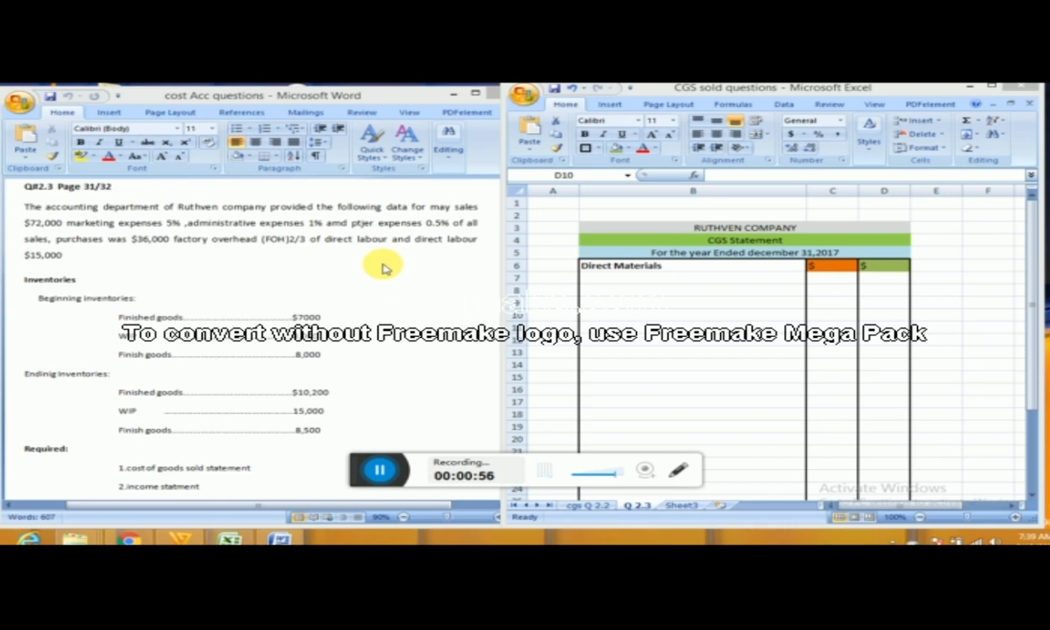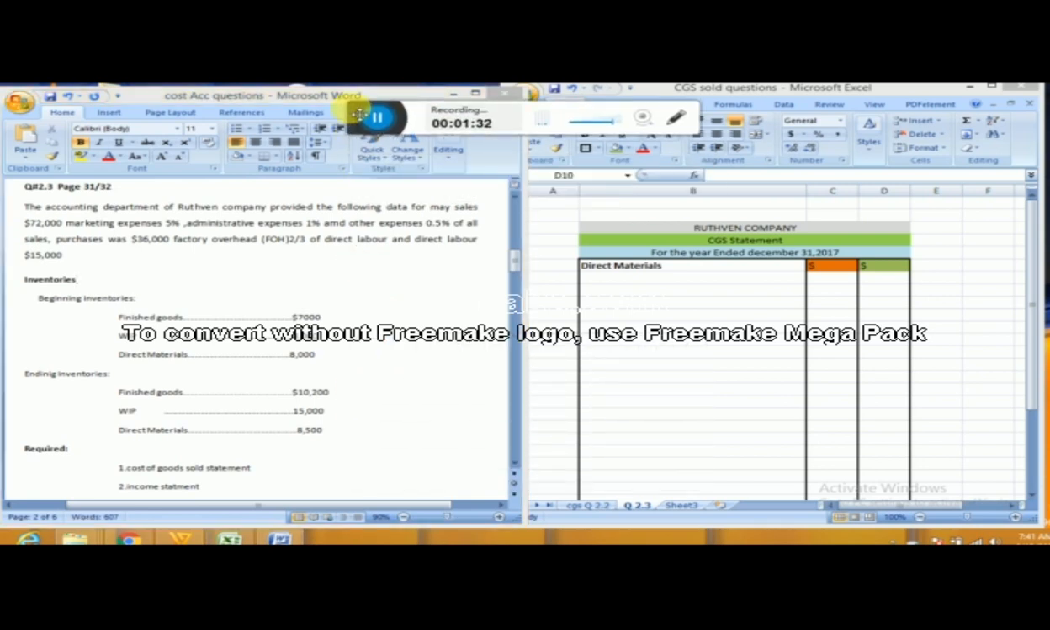Purchase was made 36,000. Factory overhead, that is 2/3 of direct labor, and direct labor is 15,000. Inventories are given: beginning inventories, finished goods, work in process, and direct materials inventory. Similarly, the ending finished goods, work in process, and direct materials are also given. What are the requirements of the question? Requirement of the question is CGS statements and income statements.